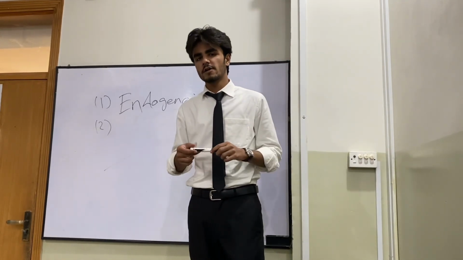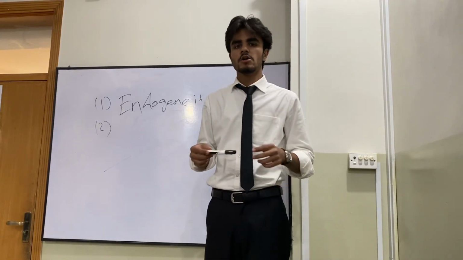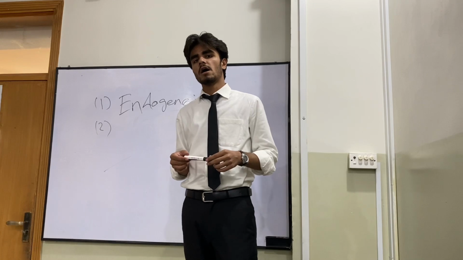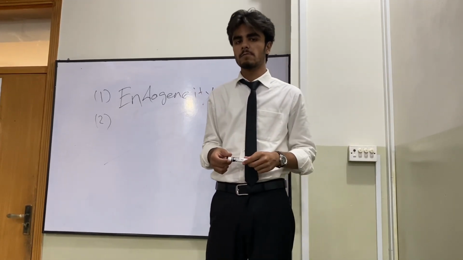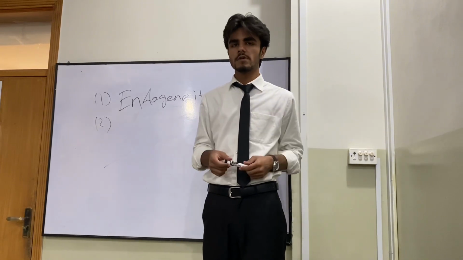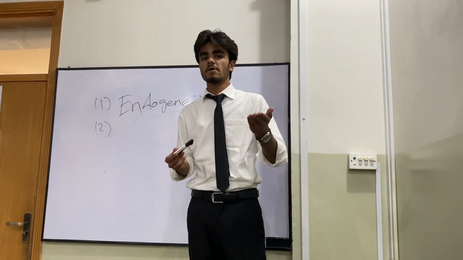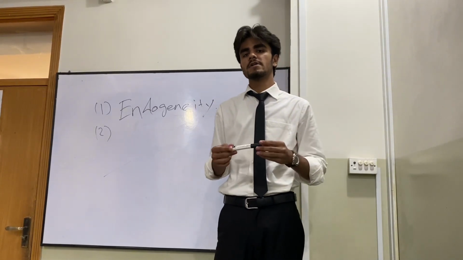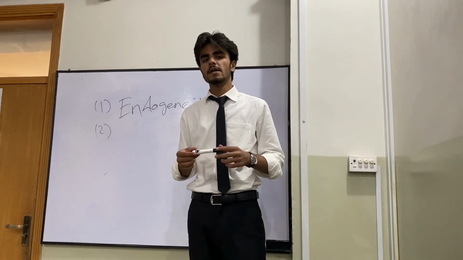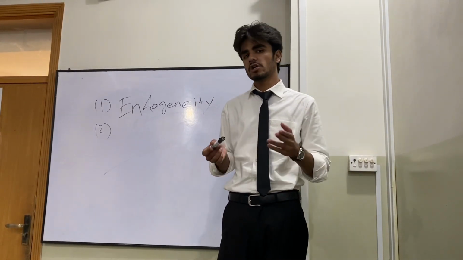Common causes of endogeneity: number one is omitted variable bias. You forget to include a variable that affects both the independent and dependent variable. What's an example of omitted variable bias? If you are studying the effect of education on income but leave out innate ability, your model may show incorrect results because ability affects both education and income.